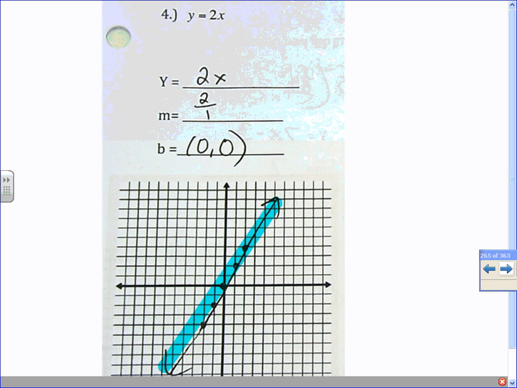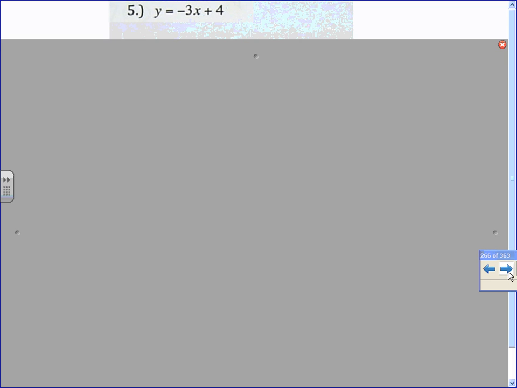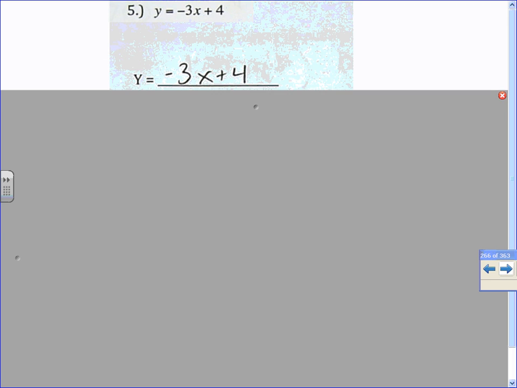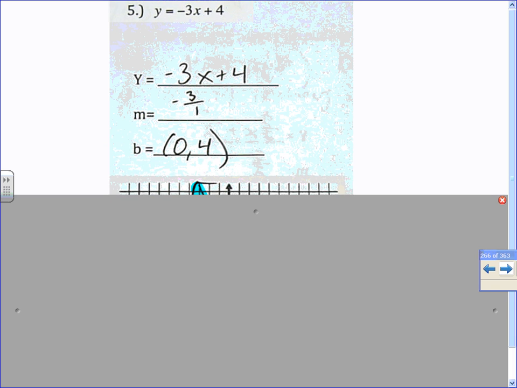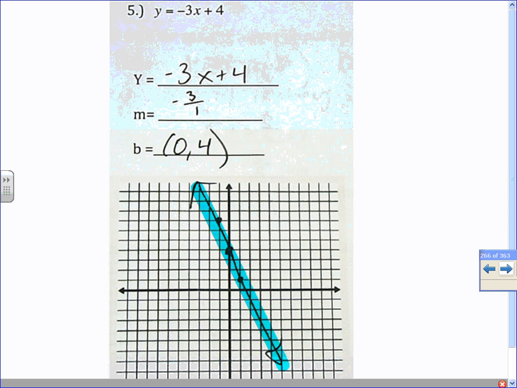Okay. Mary, number 5. Good. Good. Awesome. So here's what the graph looks like. It's a negative linear function.